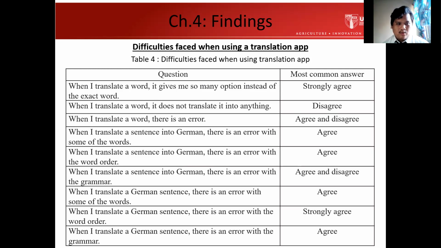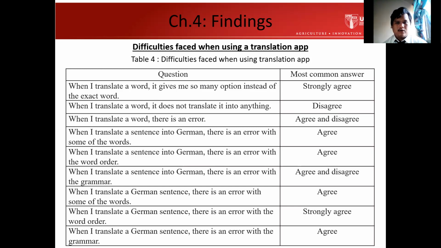And another one is: when I translate a sentence into German, there is an error with the grammar. Now this also has a split. The students have a divided stance on this between agree and disagree. So once again, it could be caused by the text that was typed into the translation apps, or the students just never encountered this type of situation. But it can be said that this type of situation does occur, just maybe not often.